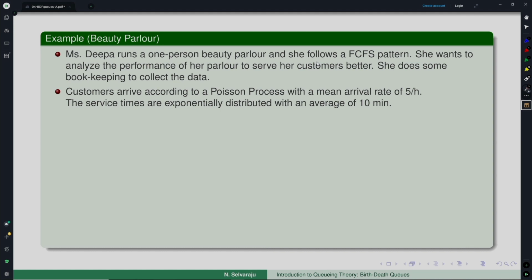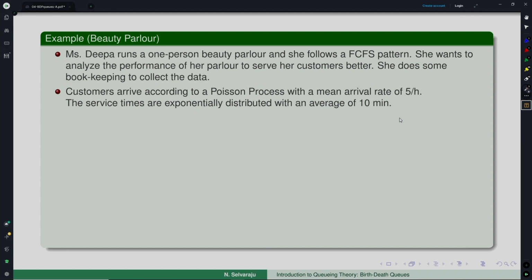From that she finds that the customers arrive according to a Poisson process with mean arrival rate of 5 per hour. So, on average 5 per hour is the arrival rate, and the arrivals follow a Poisson process, which means that inter-arrival times are exponentially distributed. However she fits it, it is an approximation, and that is the assumption we are making. The service times are also exponentially distributed with an average of 10 minutes. This is the observation. Of course, all the assumptions that we have with respect to M/M/1 hold true here also.